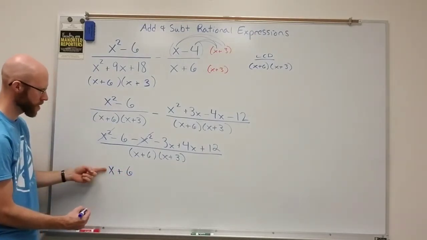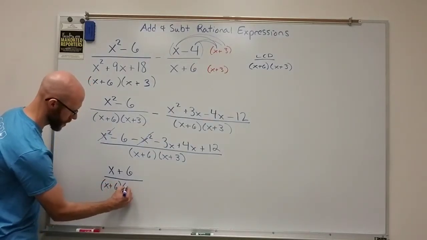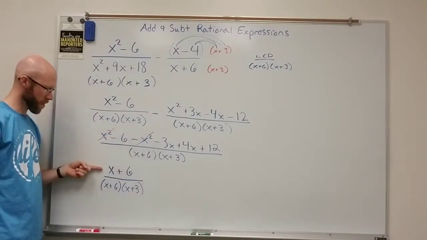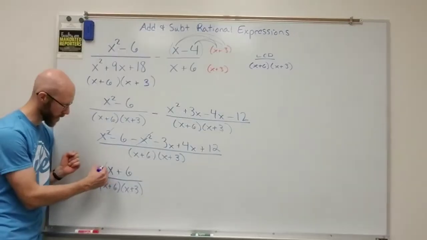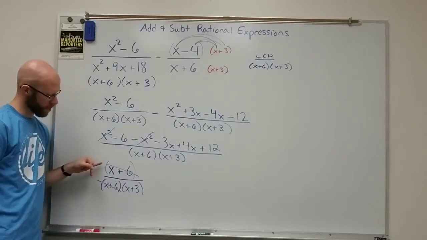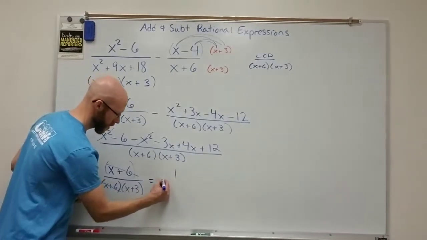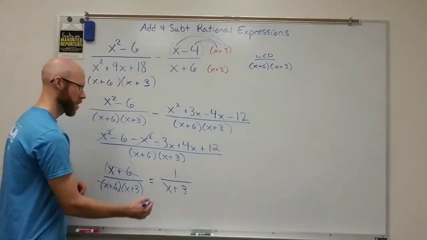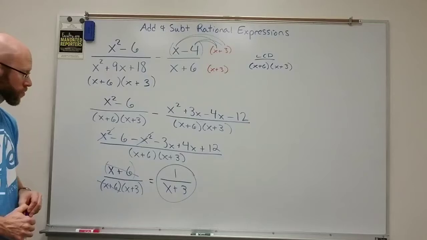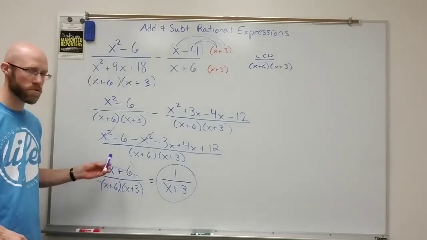So we get x plus 6 over x plus 6 times x plus 3. Well, this one's kind of nice because now that I have it combined, I notice that there's a common factor. The x plus 6 on top will cancel with the x plus 6 on the bottom. And I'm going to be left with just 1 over x plus 3. That's going to be the simplified form because I can't really do anything else with that. Okay, so that one actually simplified very nicely in the end after it reduced down there.